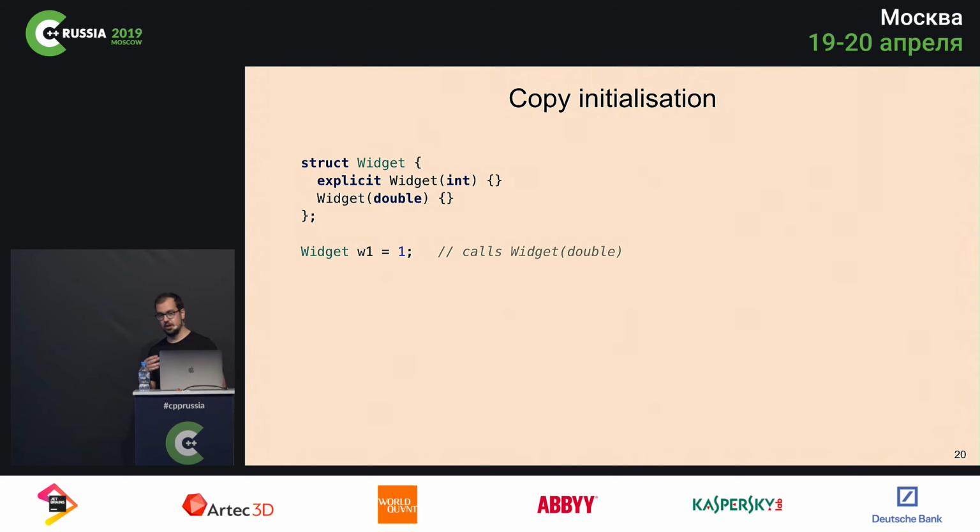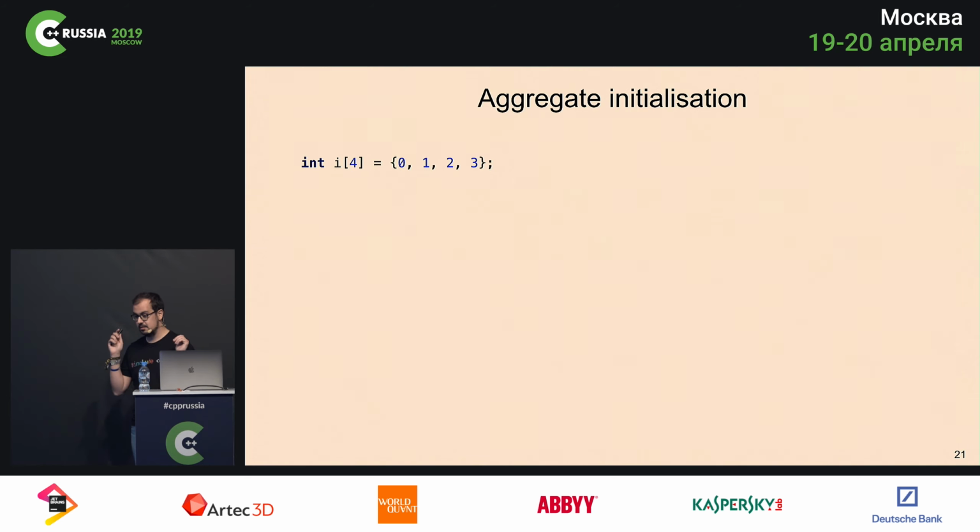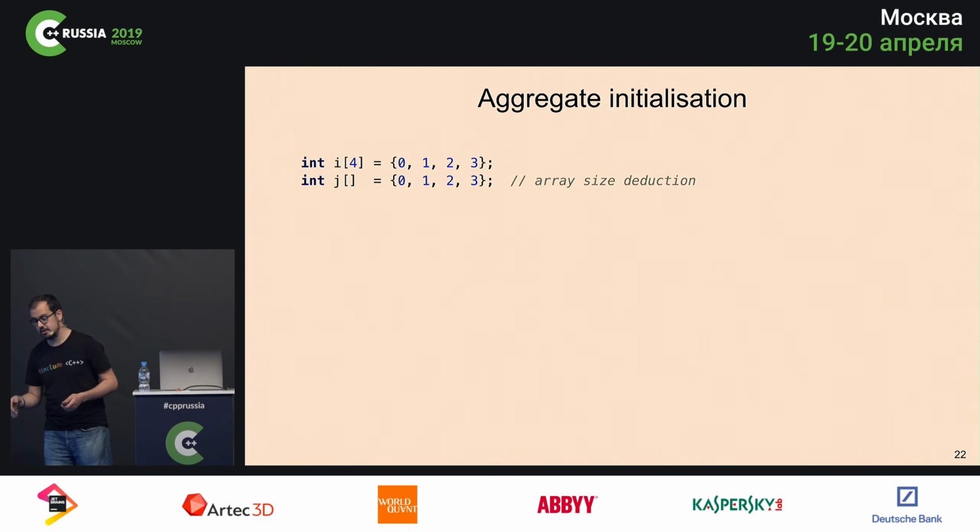All right, so we have now default initialization and copy initialization. The third type of initialization we're going to talk about today is aggregate initialization. And aggregate initialization is this thing, it works with arrays, where you initialize an array with a braced and closed list of values, and then it's going to initialize the elements of the array with those values. You can actually omit the size of the array, and then you get array size deduction. That's another special feature that aggregate initialization gives you. So it's going to deduce the size of the array from the number of initializers.